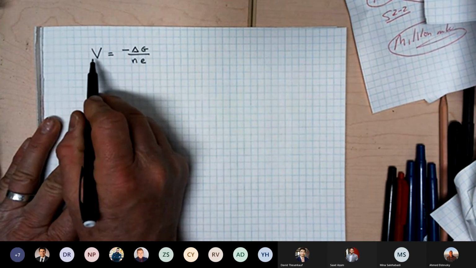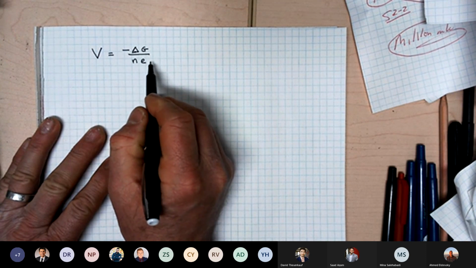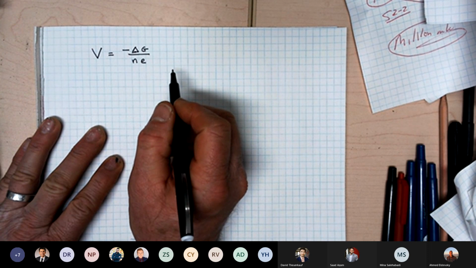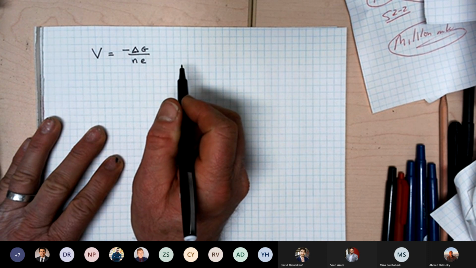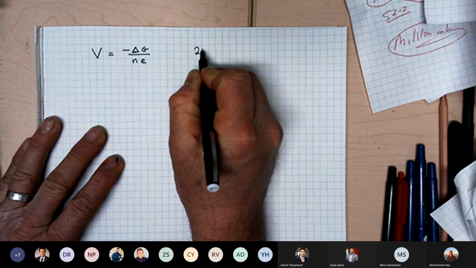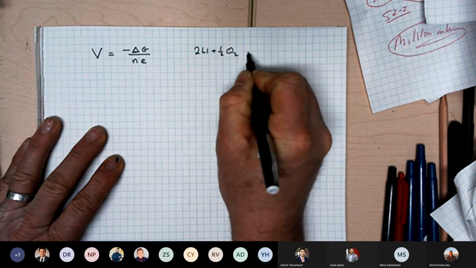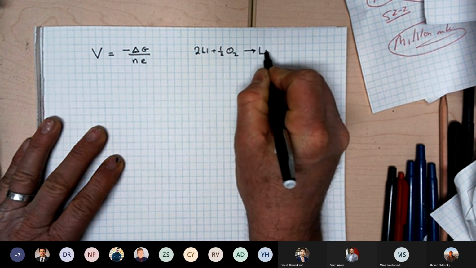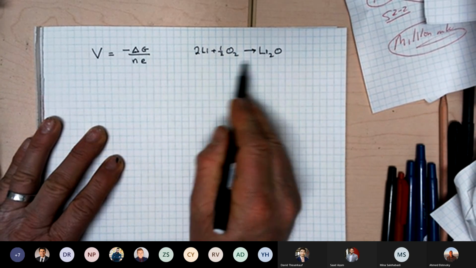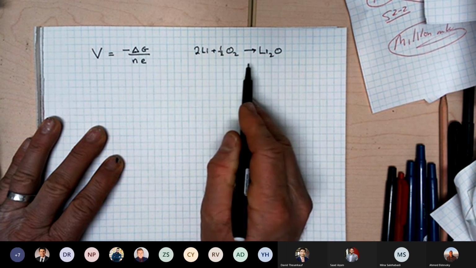The voltage of an intercalation battery is negative delta G over nE, where delta G is the free energy change of the full reaction that's taking place in the cell. So we did an example earlier in the class where we said 2 lithium plus half an oxygen went to Li2O. And we calculated the voltage of a lithium oxygen battery that was undergoing this particular reaction.